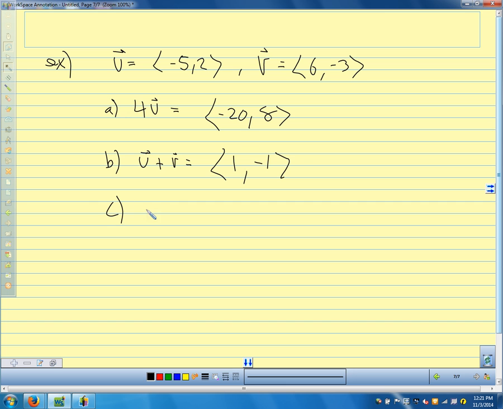And then finally, let's do 2u minus v. So this tells me to multiply the components of u by 2 and then subtract the components of v. So we just do it component by component. So 2 times -5 is -10, minus 6 is -16. 2 times 2 is 4, minus -3, 7. So I just do whatever this operation tells me to do, component by component.